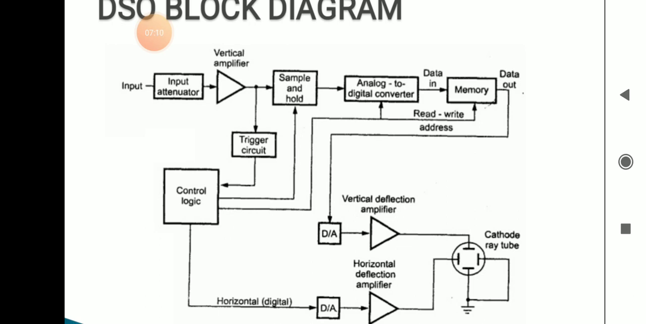Okay, so next we'll move on to the DSO, or the digital storage oscilloscope, which has three modes. First one is the roll mode, second one is the store mode, and third one is the hold or save mode. So we'll move on to them one by one. First one is the roll mode.